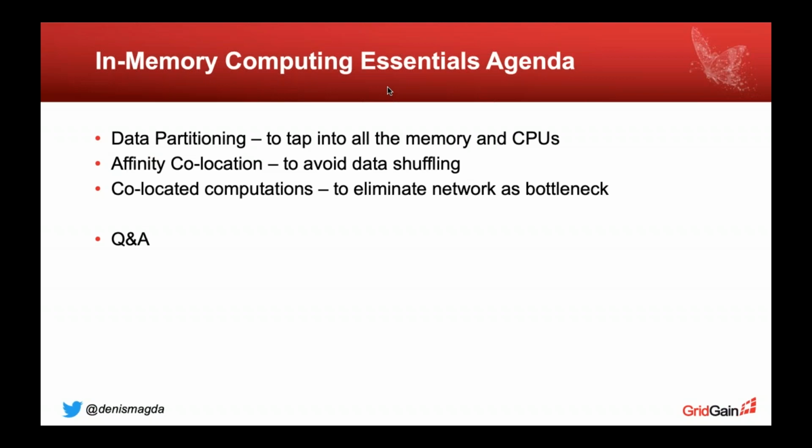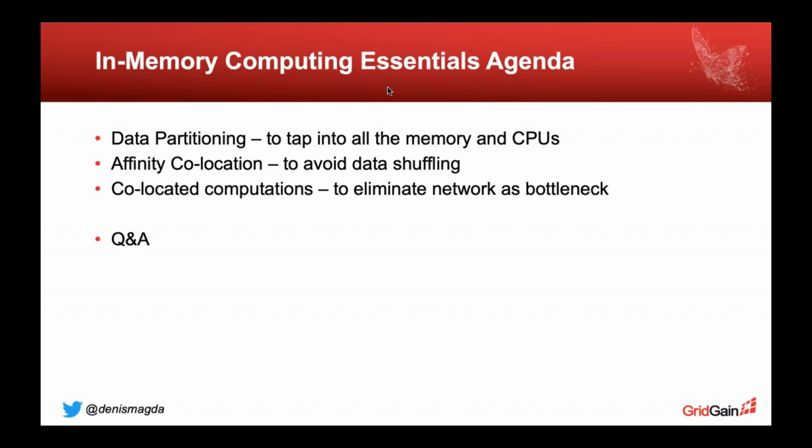Affinity collocation is an approach that helps your distributed in-memory systems avoid or minimize data shuffling over the network. And collocated computations is a special data processing technique that lets your applications run data-intensive or compute-intensive calculations on your server nodes without any data movement between your application layer and your storage layer.